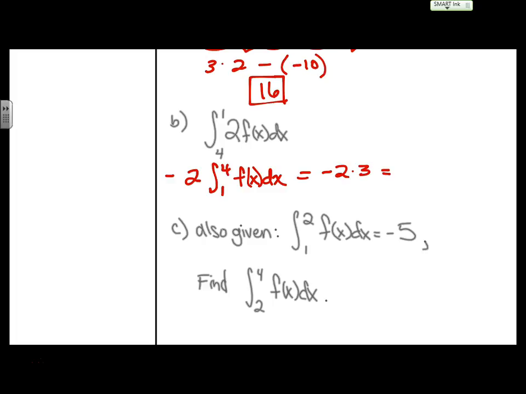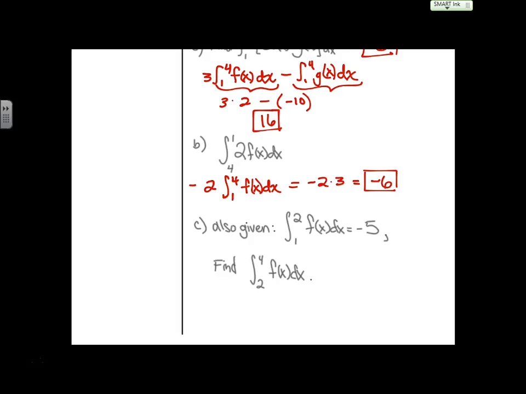Was it 3? Double check me because I don't have it shown. Oh, it's 2. So instead of negative 6, what should it be? Negative 4. Negative 4. I agree.